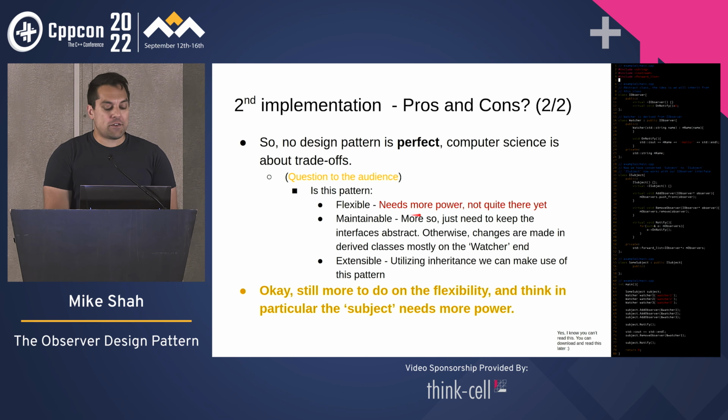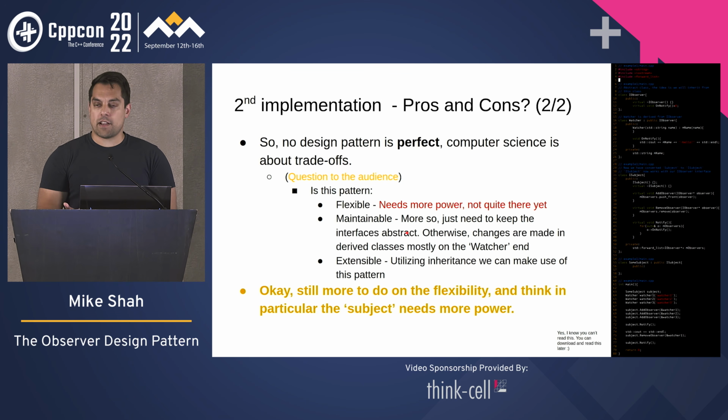Flexible, well, I think we do need some more power here, right? I don't think we're quite there yet. And folks are even mentioning things like, what if you just wanted a function, right, that might be more lightweight, instead of having these objects and ownership to worry about. I agree. I think that would be another progression here. Is this maintainable? More so, I would argue, right?